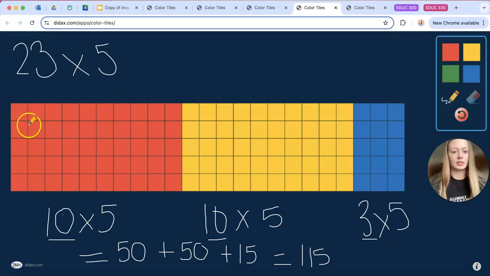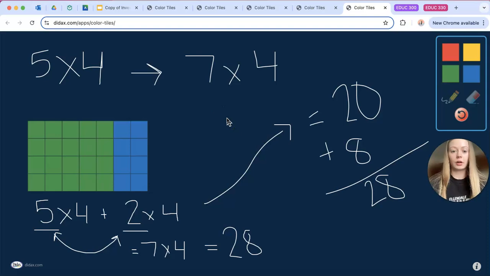So here it's 10 rows of 5 in red, and then the same thing, 10 rows of 5 in yellow, and then blue is 3 rows of 5 because we had that 3 left over. So 10 times 5, 50. 10 times 5 again is 50. And 3 times 5 is 15. So when you add 50 plus 50 plus 15, you get 115.